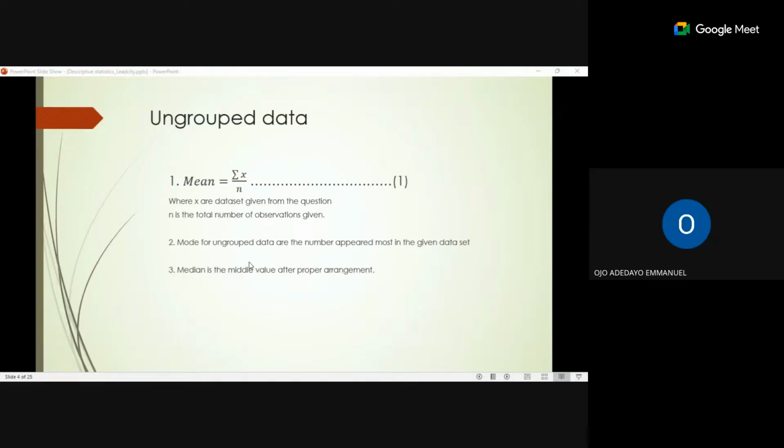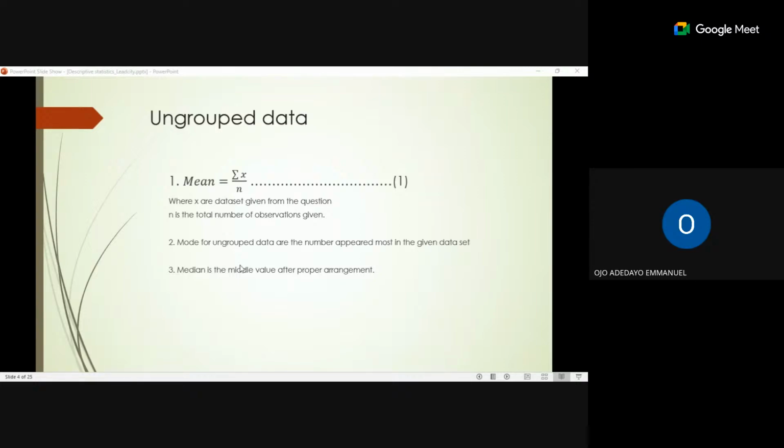Now, the last one under the measure of location is what we call the median. The median simply means the one at the middle. But there are conditions for selecting median. Please and please, I want us to listen to this. Anytime you are having ungrouped data and you want to find the median, the first thing is that you have to arrange your data.